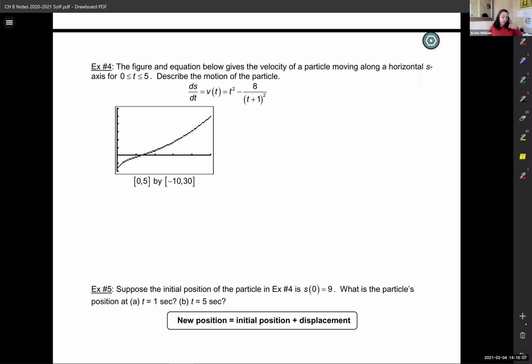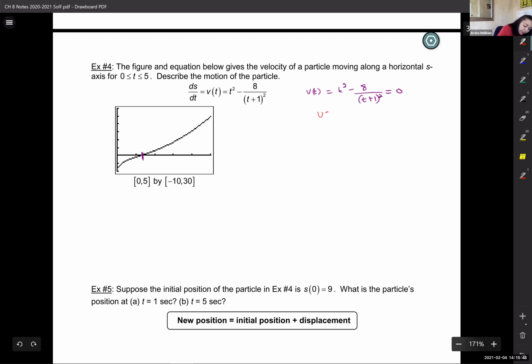Here, example 4 and 5 are related. It says the figure and the equation below give the velocity of a particle moving along a horizontal s-axis from 0 to 5. Describe the motion of the particle. Again, you want to know where it's going: right, left, or stopped. So again, you need when the velocity is equal to 0. If this is the graph of the velocity, then this is where it's 0. So you want v of t, which is t squared minus 8 over this, to be equal to 0.